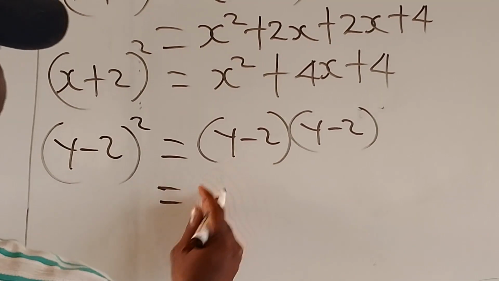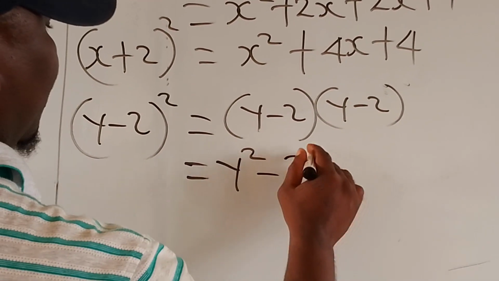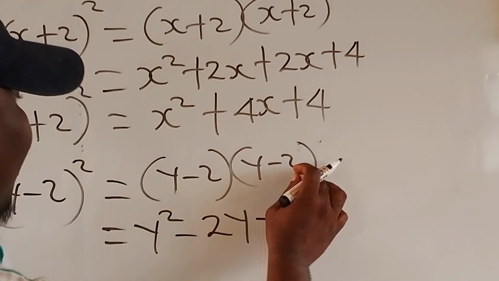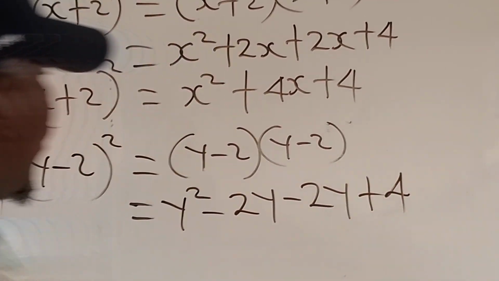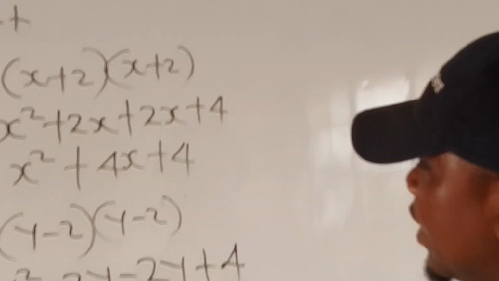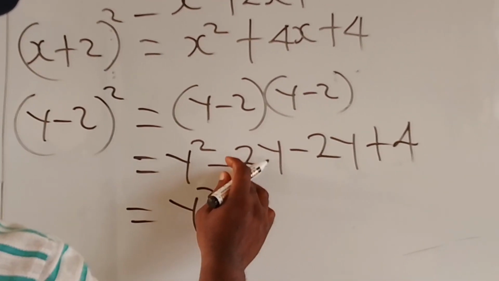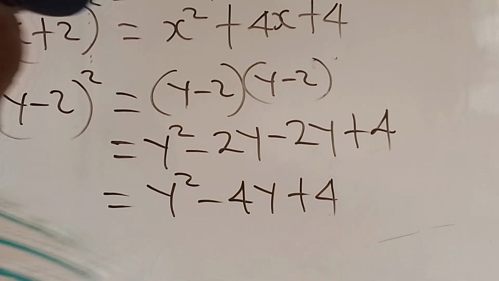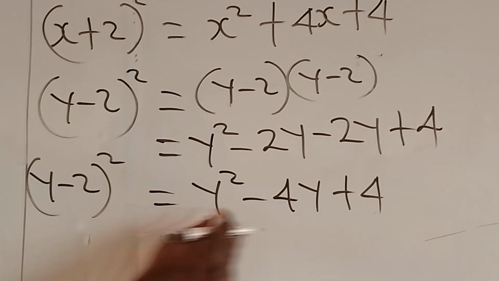So let's multiply out. y times y will give us y squared. y times minus 2 will give us minus 2y. Minus 2 times y will give us minus 2y. Then minus 2 times minus 2 will give us plus, because minus times minus will give us plus 4. Do you agree with me? So here will now be y squared minus 2y minus 2y, which gives minus 4y, plus 4. So therefore (y minus 2) all squared will give us this.